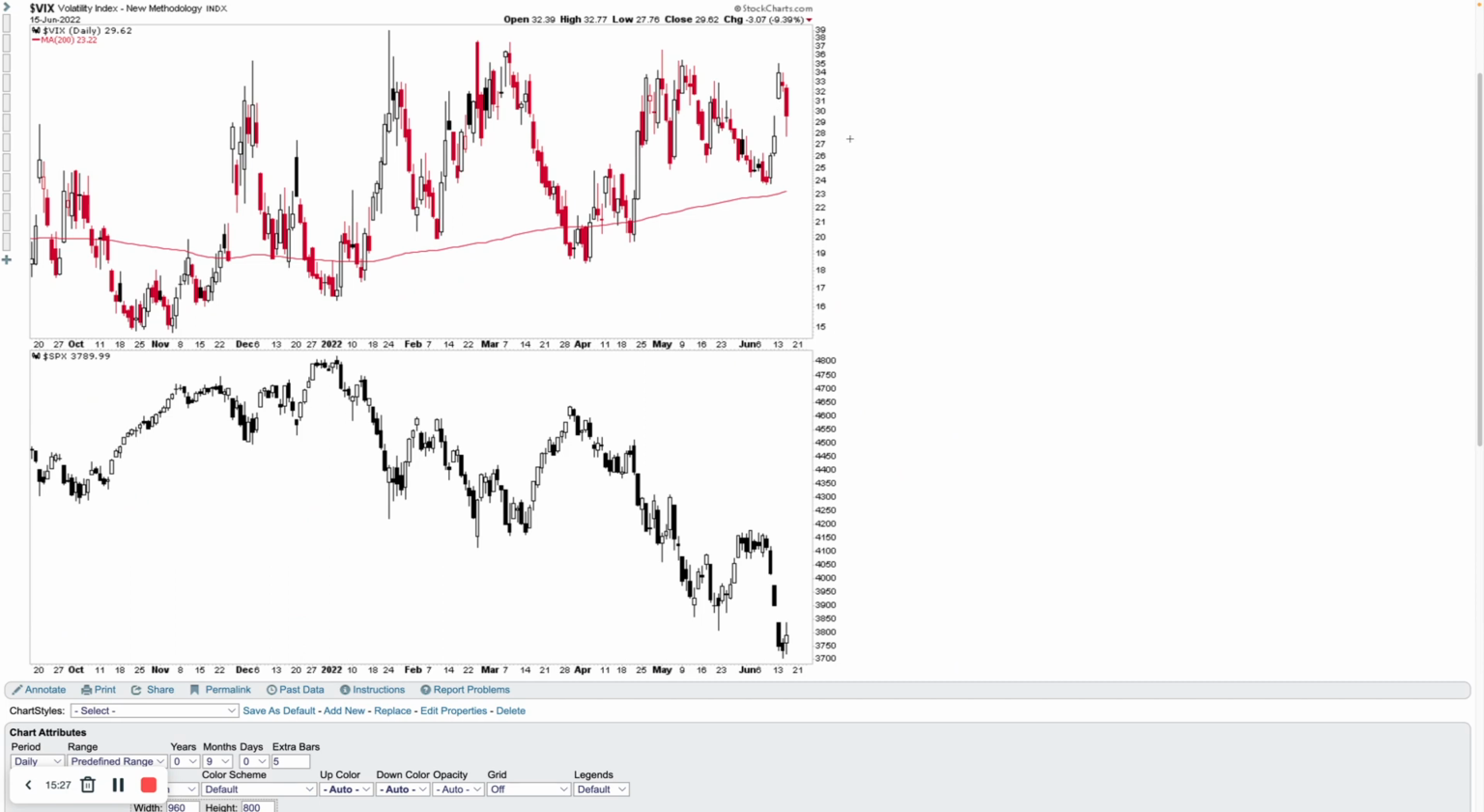VIX came off a bit today, but still remains in the upper zone. It needs to get down below this 200-day moving average, so back into this lower zone, to turn back into a more positive environment for stocks. At the moment, it's still in a highly volatile state, so it remains a difficult environment.